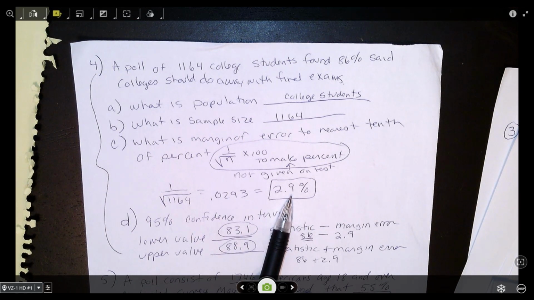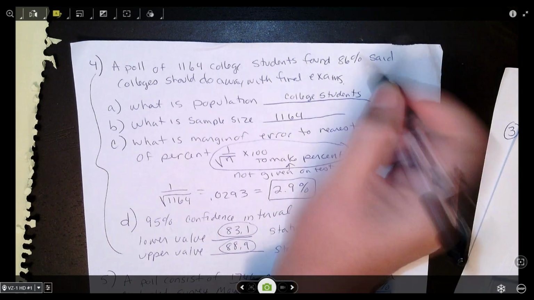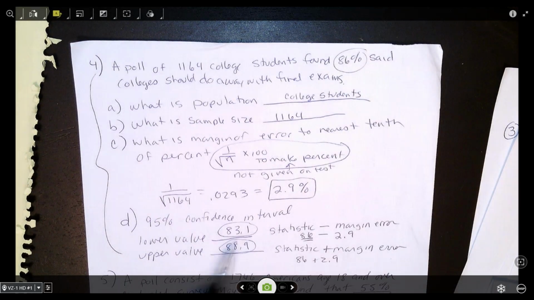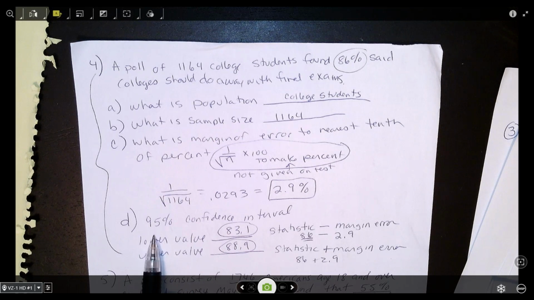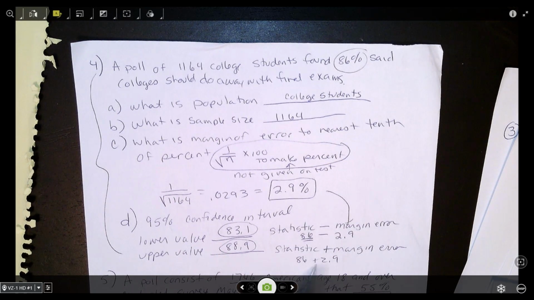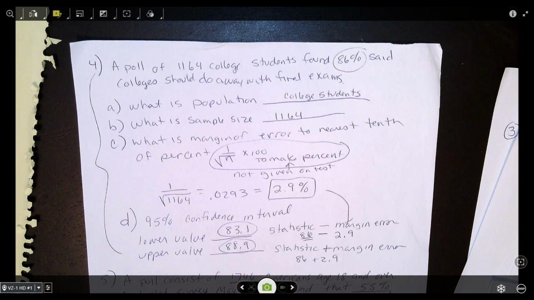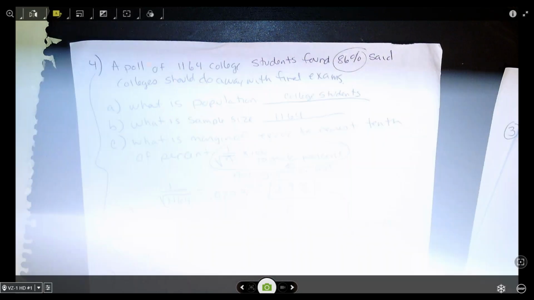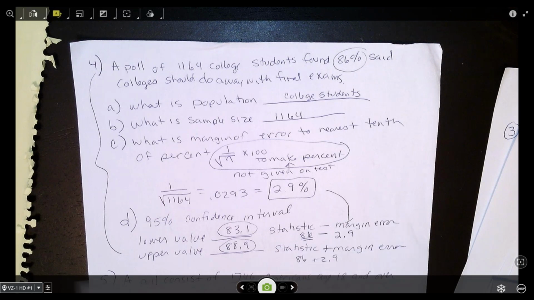2.9%. Make sure you find your statistic. Don't use 95 unless that's the result of your statistic. Okay, so then you do 86 minus 2.9 to get the lower limit, 86 plus 2.9 to get the upper limit. And this one didn't have you write a sentence, but how would you write the sentence? Because you're going to have to on the test. What should you start out with the sentence? What do you need to memorize?